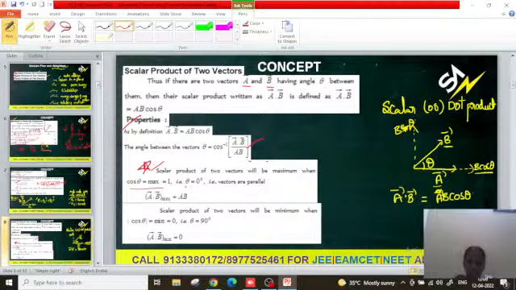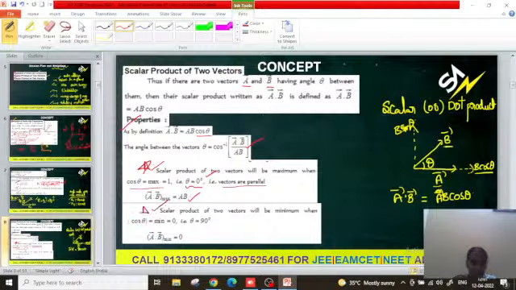The angle between them will be equal to 0. So substitute angle 0, and we get A bar dot B bar is equal to AB. That is the maximum value of the scalar product of the two vectors. So A bar dot B bar maximum value is AB. So when vectors are parallel, theta is 0, and the maximum product of vectors is equal to AB.